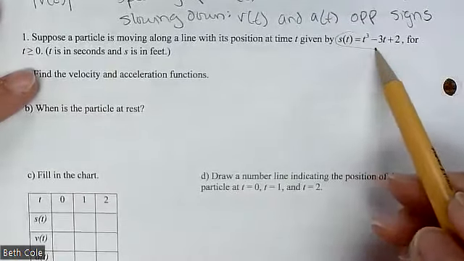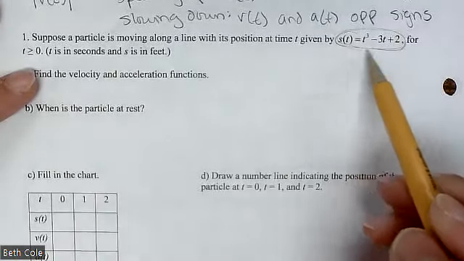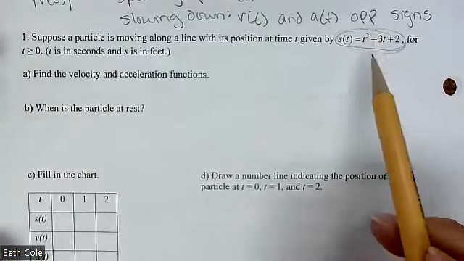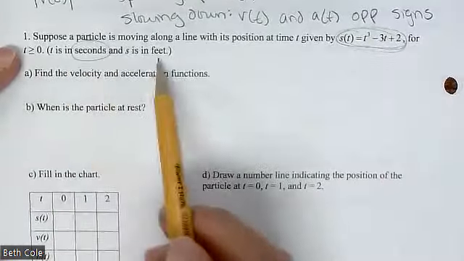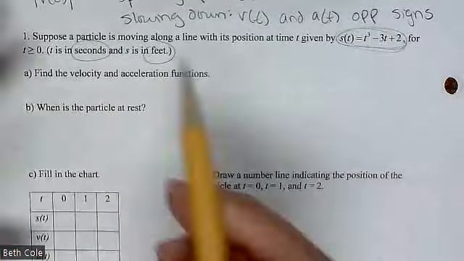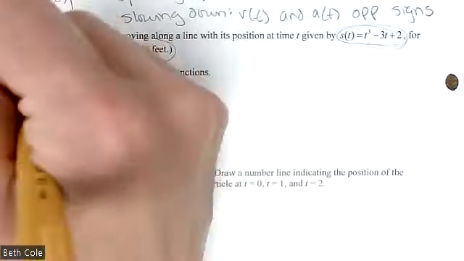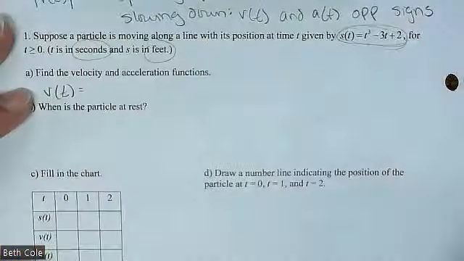So this is what you're given. Were you given position, velocity, or acceleration? Position, and we have seconds and we have feet. So just be aware of what's going on. Find velocity and acceleration functions. All right, guys, what's your velocity function?